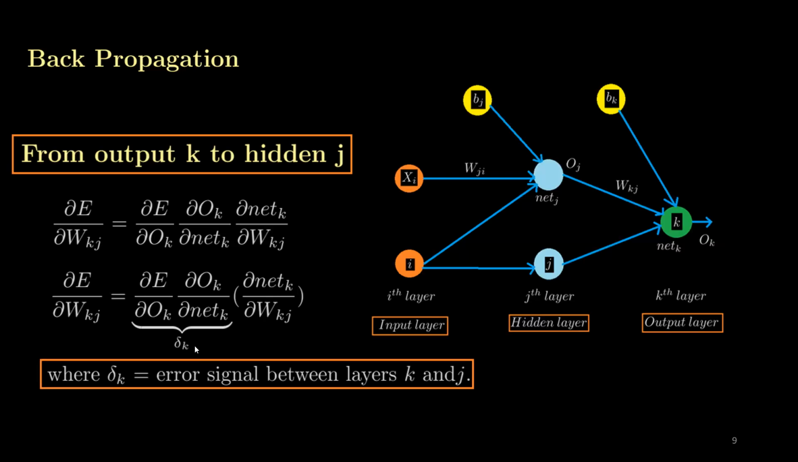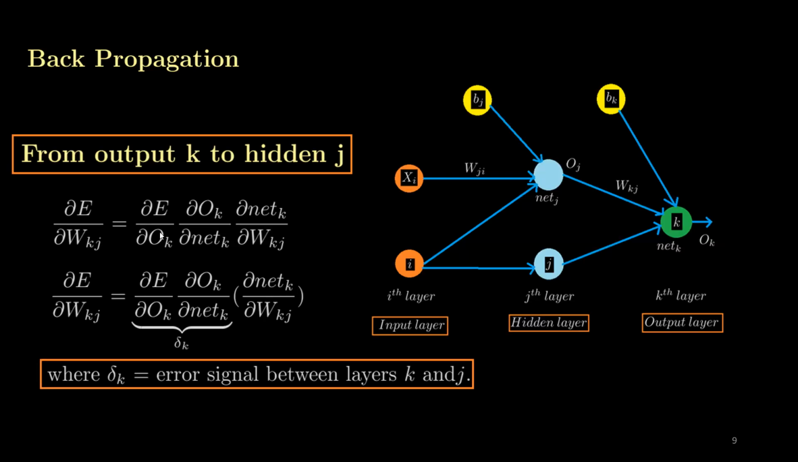So these two terms may be denoted by a delta k. We will denote them by delta k, but first we have to find these three values. Here we have just written the equation for the backpropagation when we move from the output layer to the hidden layer. We see that we need 3 steps in order to reach from the error to WKJ. In that case, we have 3 terms having the gradients.